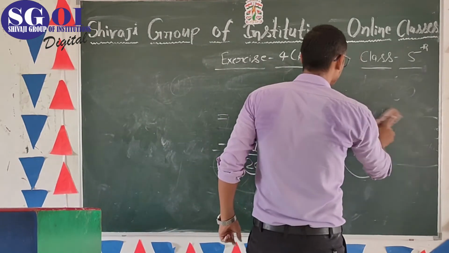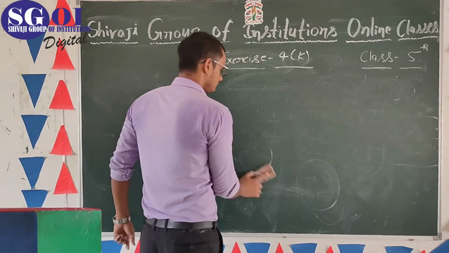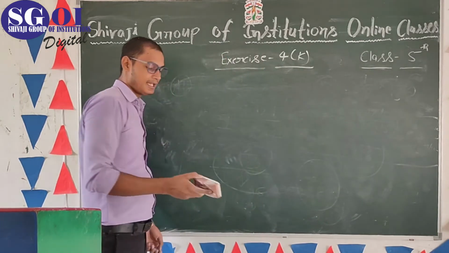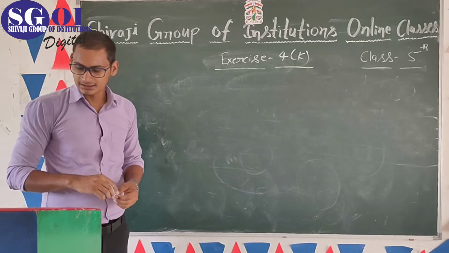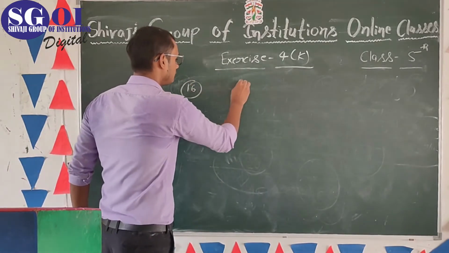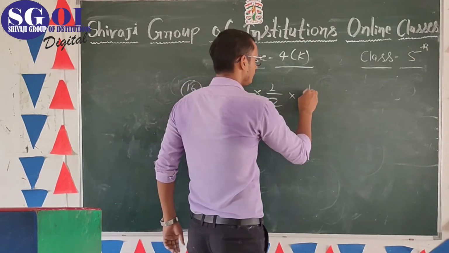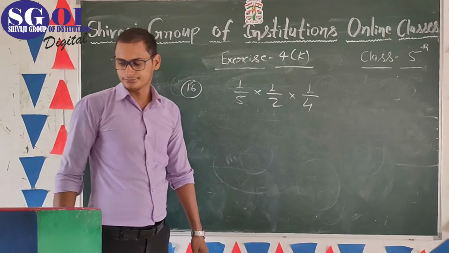Question number 16. We have three fractions and multiply these three fractions. Question number 16: 1 upon 5 multiplied by 1 upon 2 multiplied by 1 upon 4.